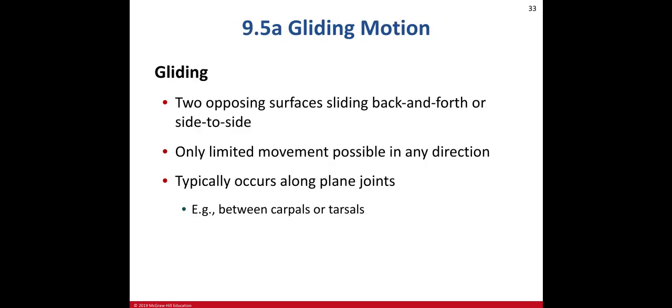So gliding is when two opposing surfaces slide back and forth or side to side. This is the only movement that is possible, but it is in any direction. And we find this really just in the hands and feet. But it is a type of movement that is really not discussed in our types of joints, but is sort of a rare case.